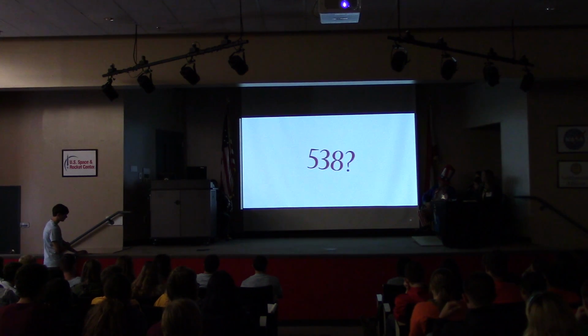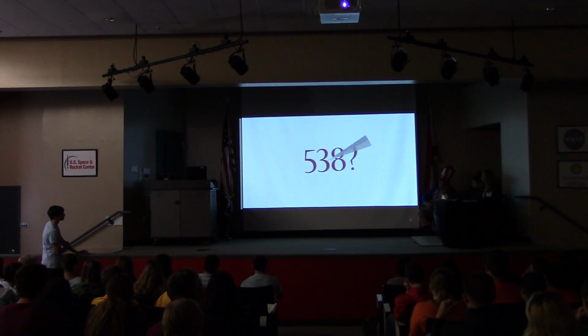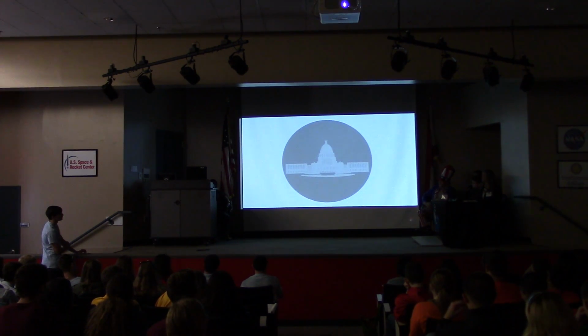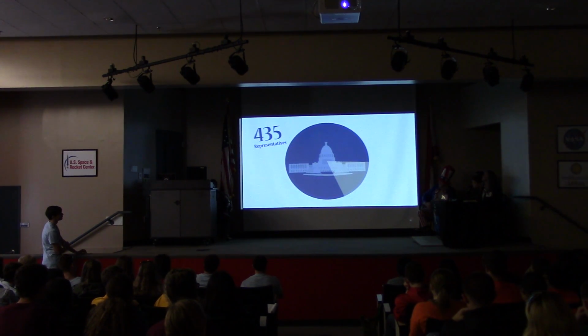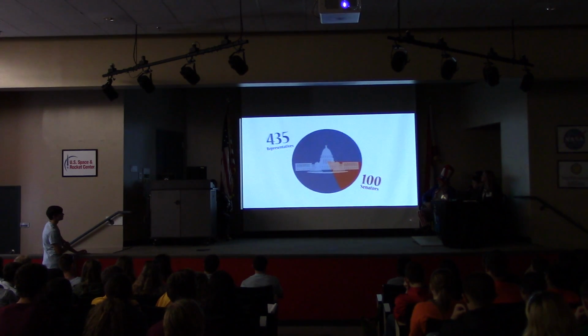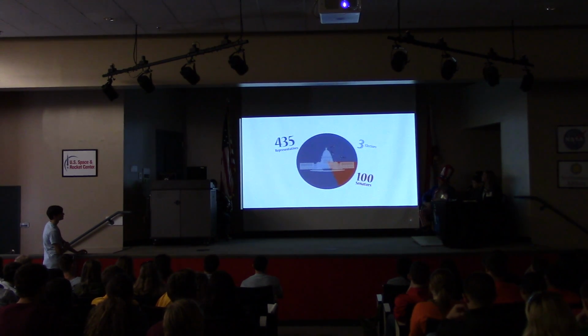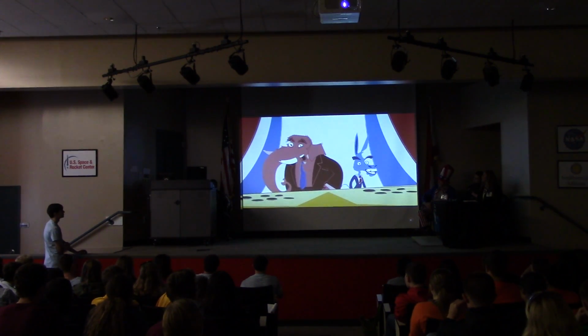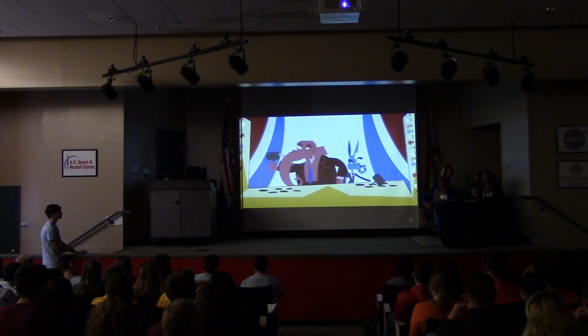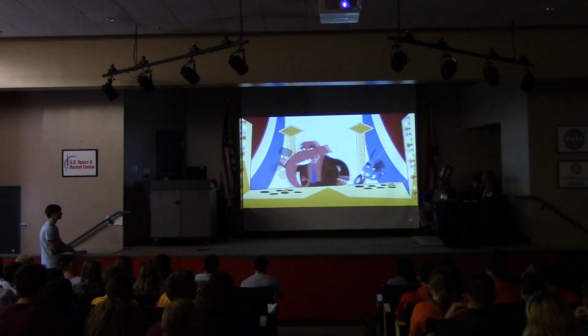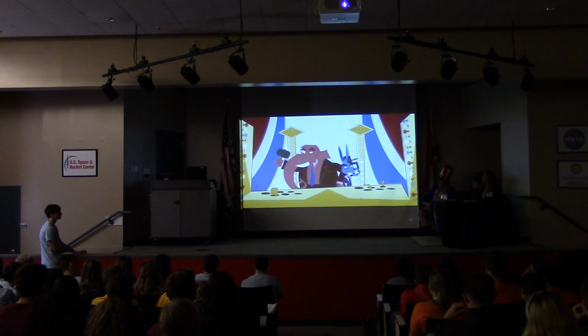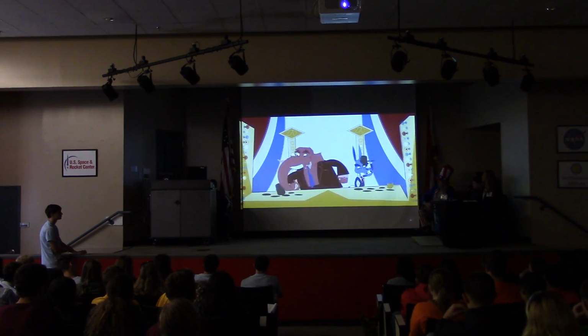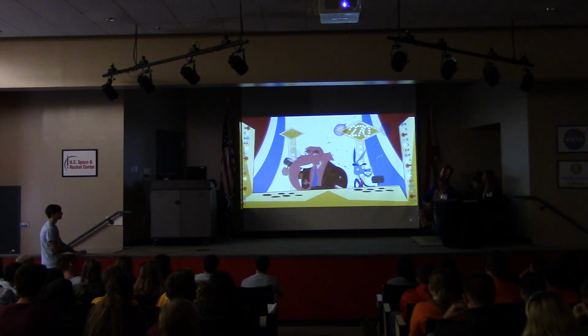How did they decide on the number 538? Well, the number of electors is equal to the total voting membership of the United States Congress, 435 representatives plus 100 senators, and 3 electors from the District of Columbia. Essentially, the Democratic candidate and Republican candidate are each trying to add up the electors in every state so that they surpass 270 electoral votes, or just over half of 538 votes, and win the presidency.